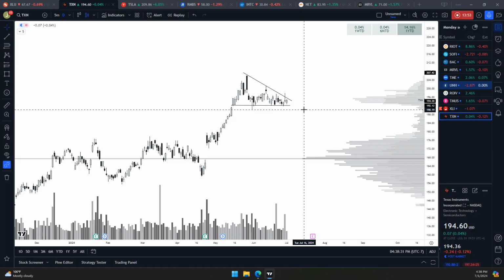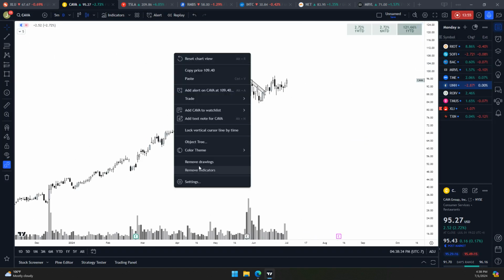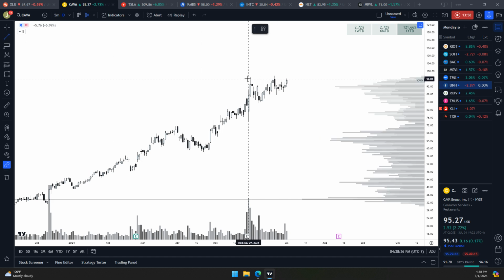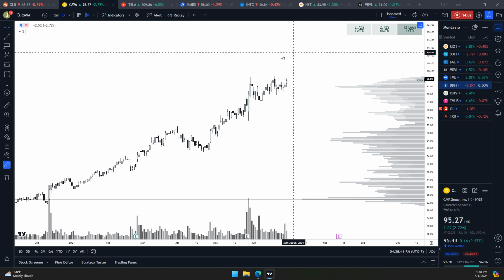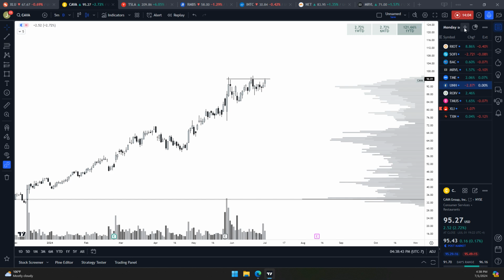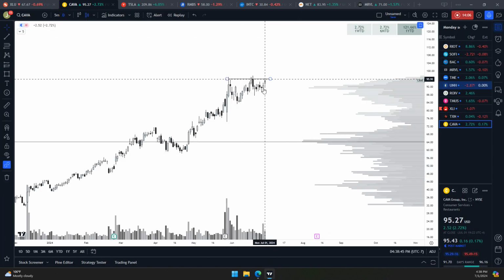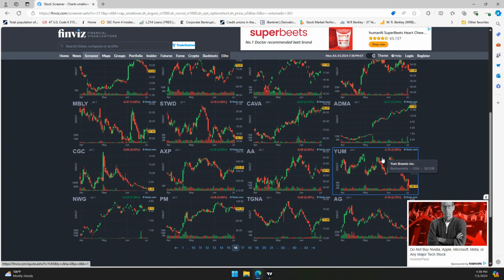Kava, another one. Tweeted this one out. I guess I probably should have done this video on a day where I didn't tweet all the setups out beforehand. Kava, if you get a break above that 96 level, I think you're safe there. This one's been a tank. Did I miss anything? Okay.